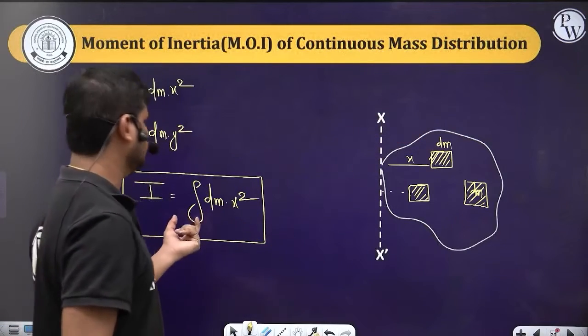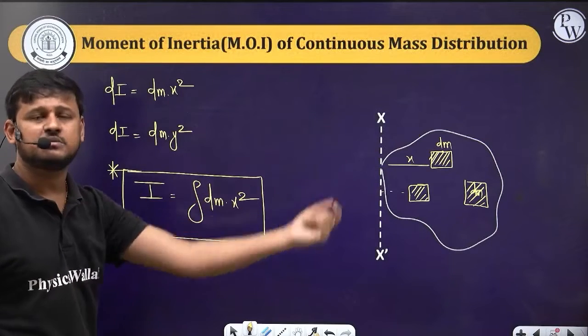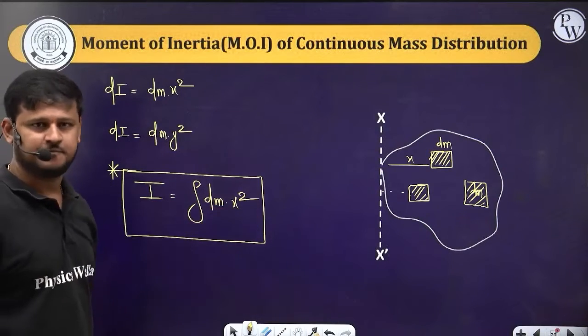This we already know the process, right? So x from where to where we take depends on the body. What is the body given?